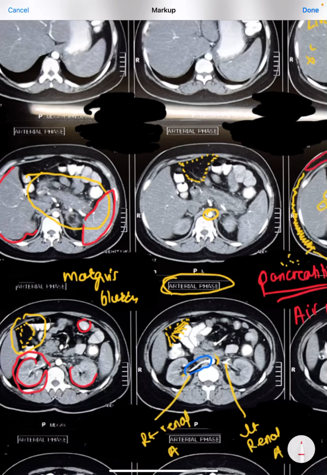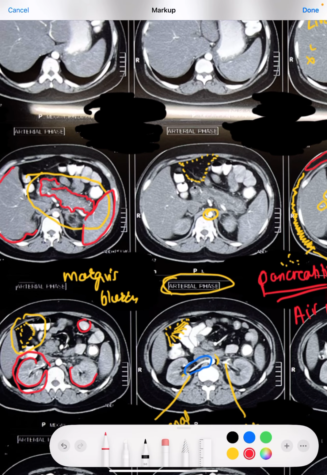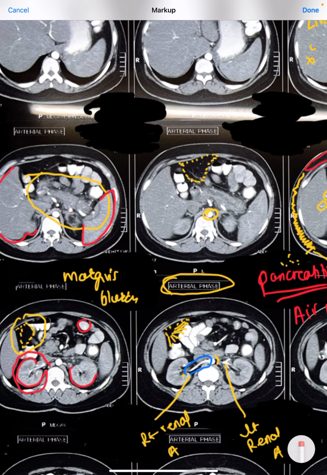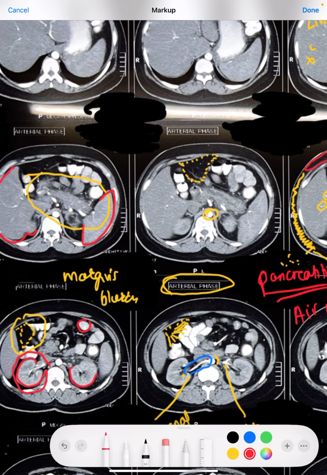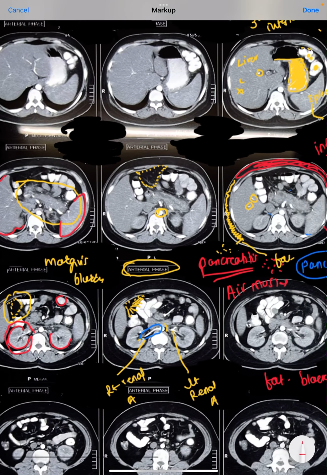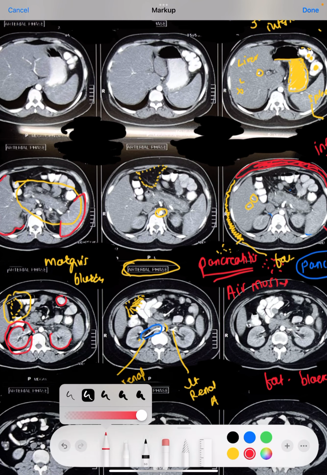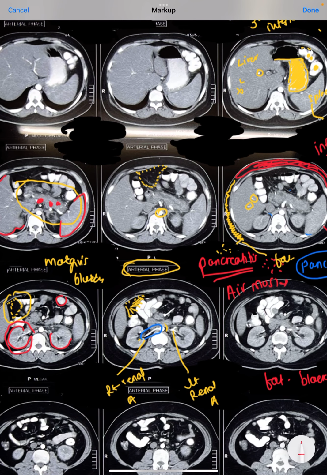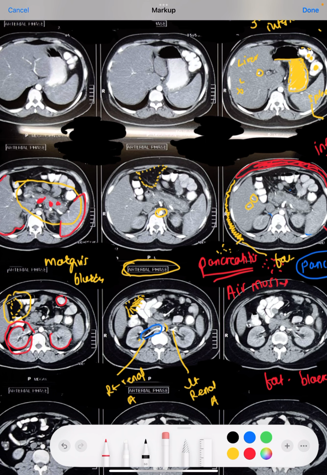But here, this pancreas is all blurry. It is blurry because there is inflammation. That is the reason why there is increased blood flow, and why there is infiltration of the fat surrounding the pancreas, making everything blurry. So there is no necrosis. Otherwise, you can see the necrosis as a fluid level, or you can see multiple cystic lesions if there is necrosis like this. But in this, there is no necrosis.